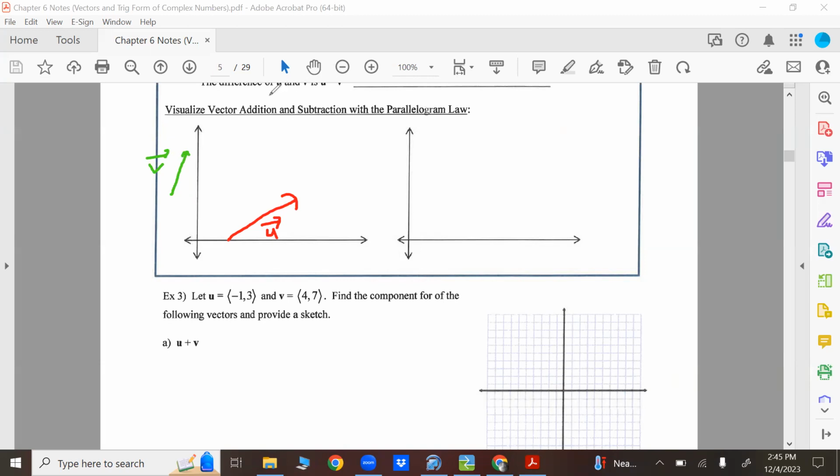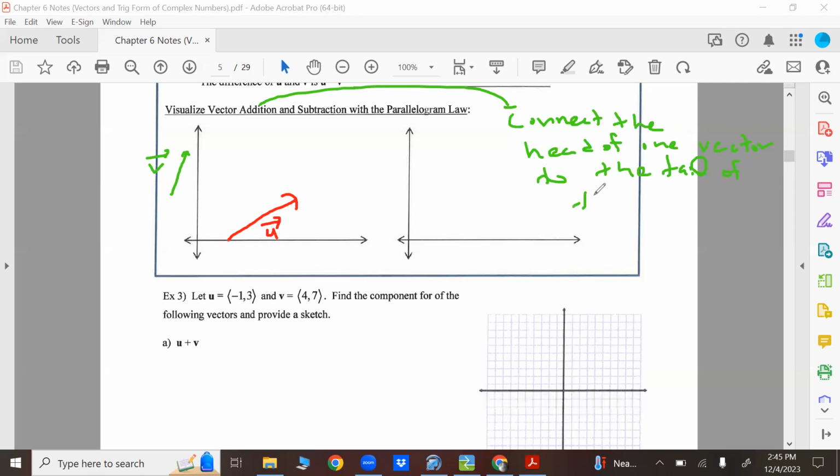To add vectors, connect the head of one vector to the tail of the other vector.